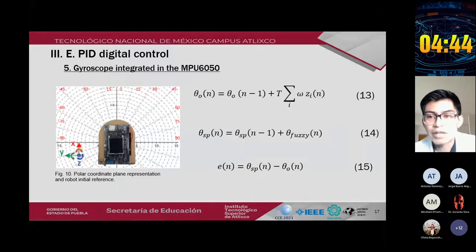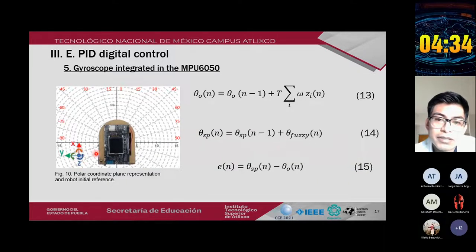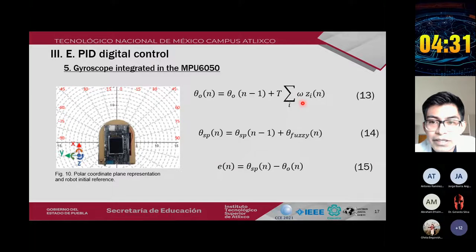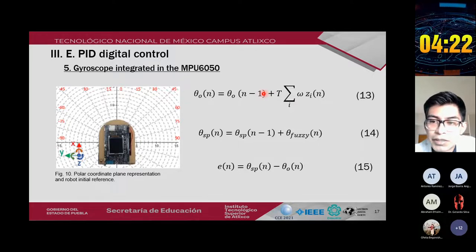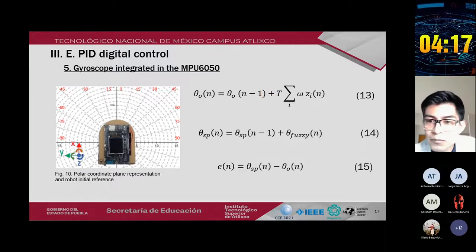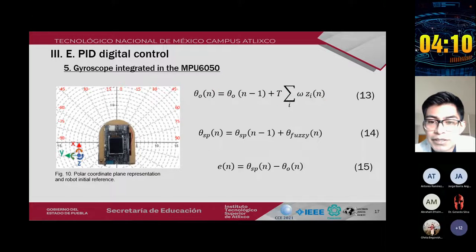To measure the output angle of the control system, only the Z-axis of the gyroscope is used, because the robot rotates around this axis. The angular velocity data from the gyroscope was read in degrees per second. To calculate the direction angle in degrees, the read data are integrated with respect to time and added to the initial set point. The discrete integration is represented by equation 13.